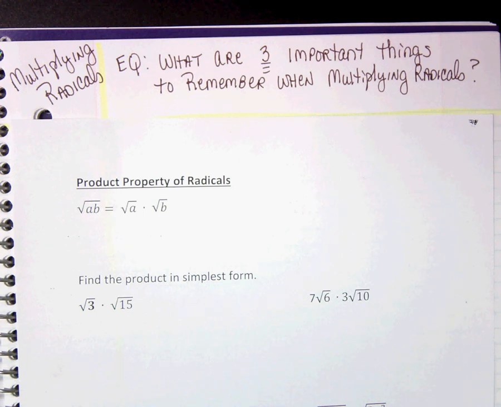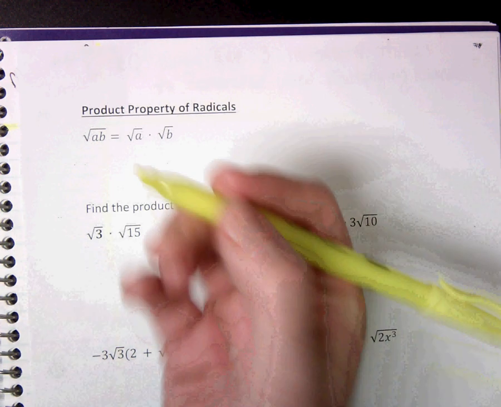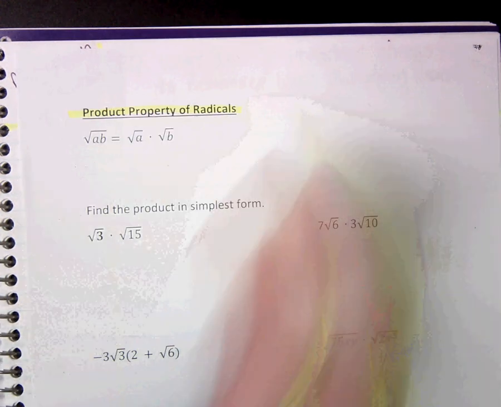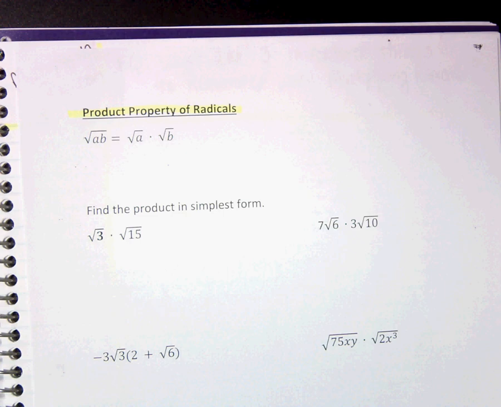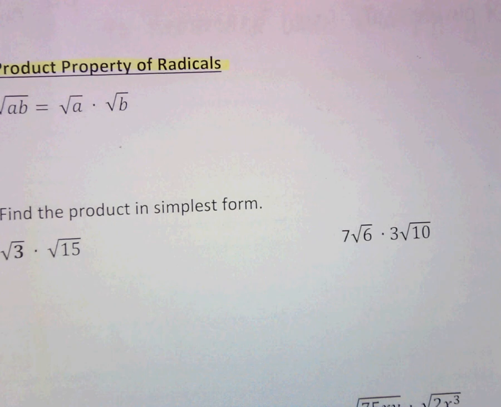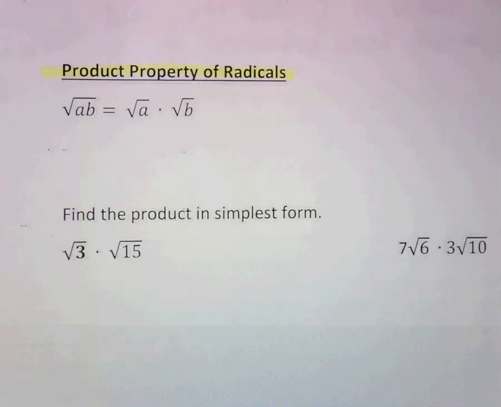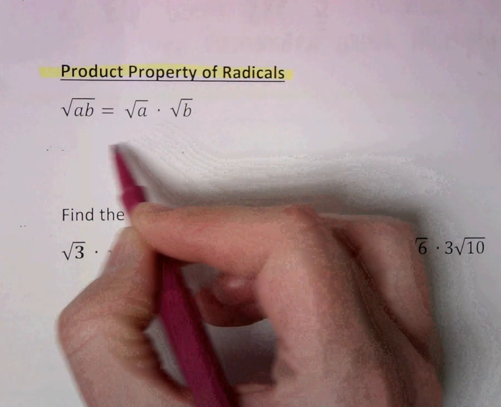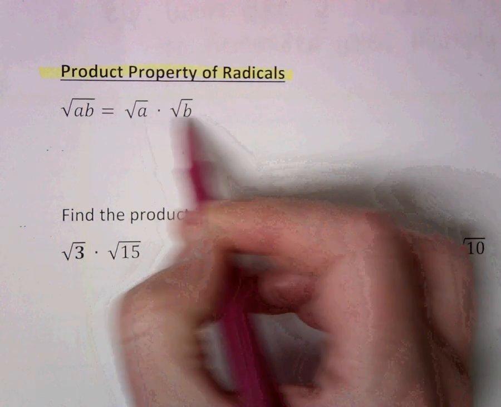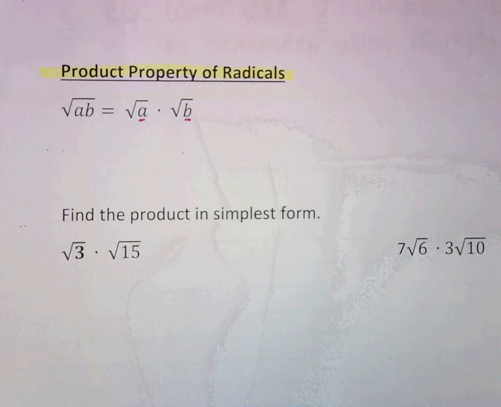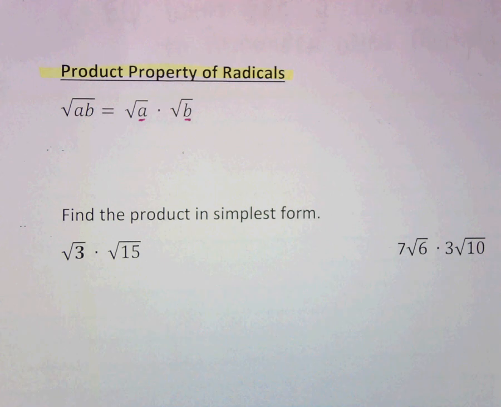So the first thing I want us to talk about is the product property of radicals. It says that if we have the square root of a times b, we can separate it and put it as the square root of a times the square root of b. Most of the time what we're looking at is actually doing the reverse. It's saying that we can take 2 radicands, even if they're not like radicands, and we can put them all under the same radical sign.